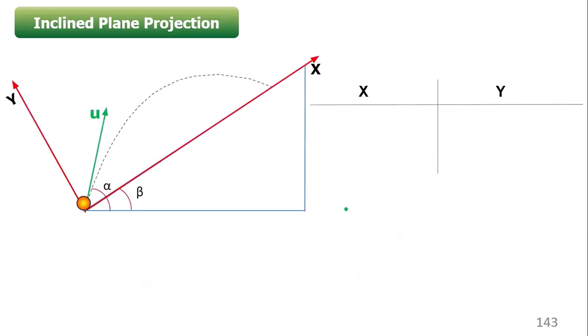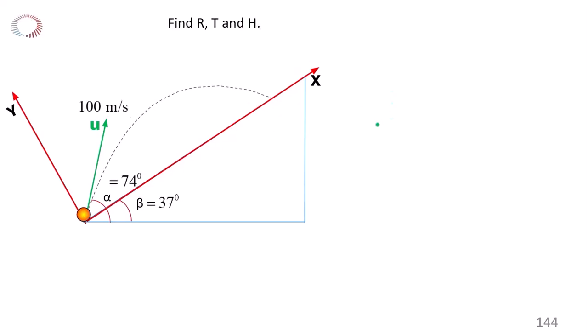Okay, so now I have already written the parameters. What are the parameters along x and y? Now I go straight into this problem. Let us say I want to calculate r, t and h. For that I have to prepare the table. First of all, the alpha angle is 74 degrees, the beta angle is 37 degrees, so alpha minus beta is 37 degrees. So I know that.